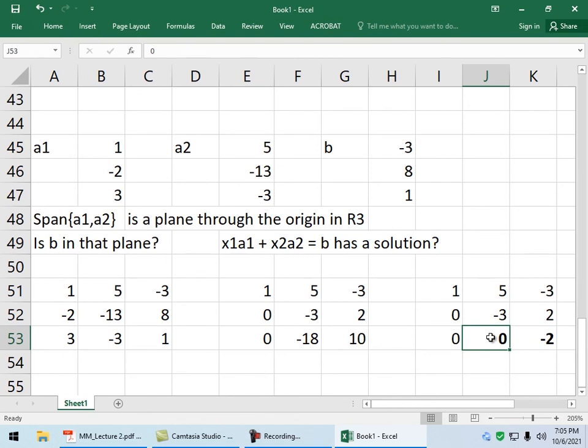Here's x1, here's x2, and here's b. So 0 times x2 equals minus 2. Okay? This is impossible. So the system has no solution. That means the vector equation x1 a1 plus x2 a2 equals b has no solution. So b is not in the span of a1 and a2. Okay.